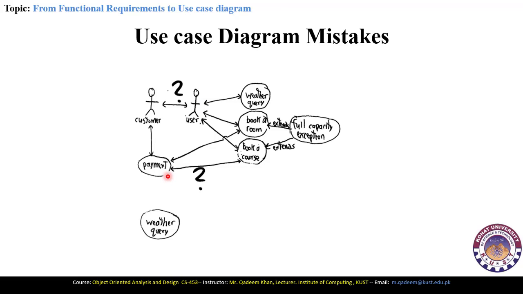Also, you can see that here, this is a bidirectional communication line. In a use case diagram, we do not have bidirectional communication, just one-sided communication should be in the use case diagram. So that is another problem here. So these are two big problems. Also, you can see that with the query, there is no relation of this use case with anyone here. That means that this is just a useless use case diagram, so it should be avoided.